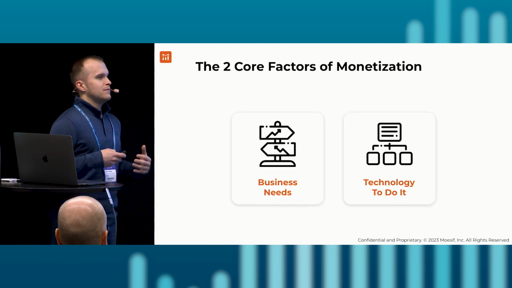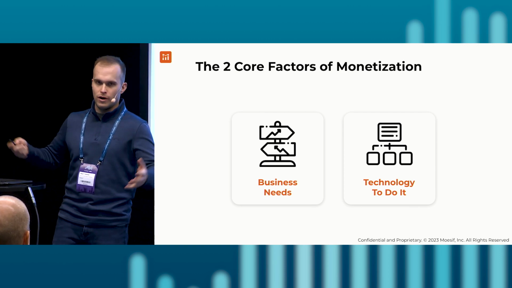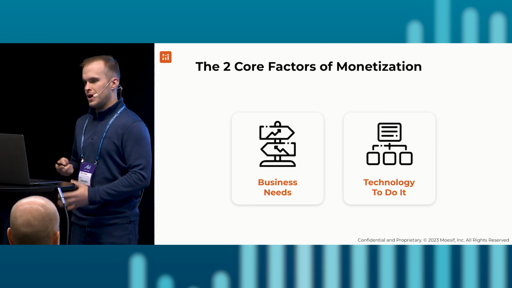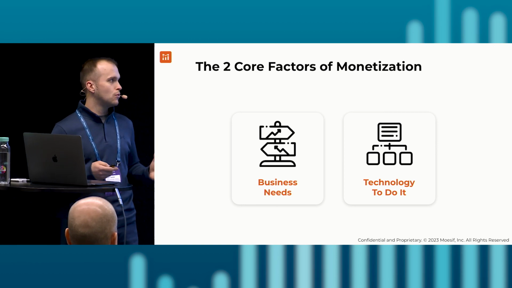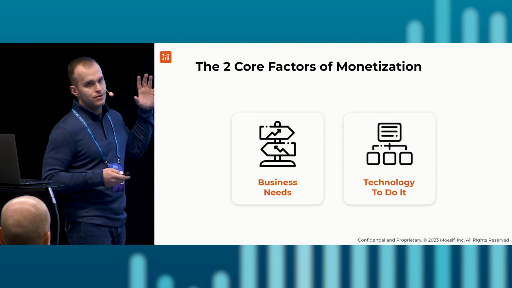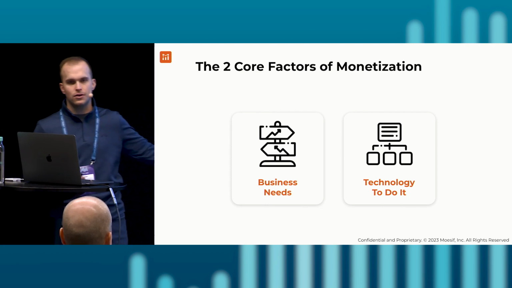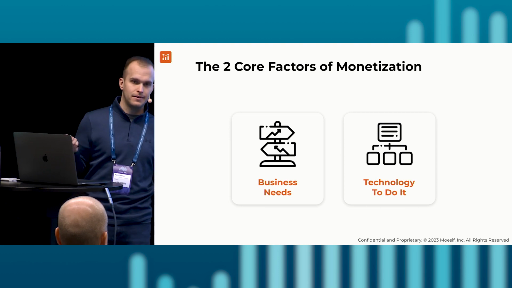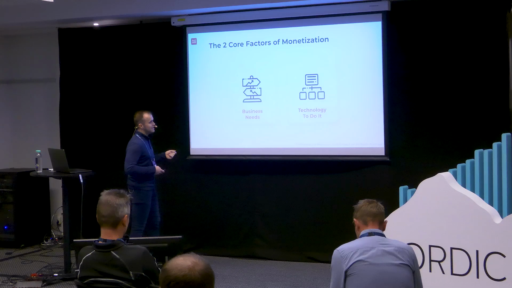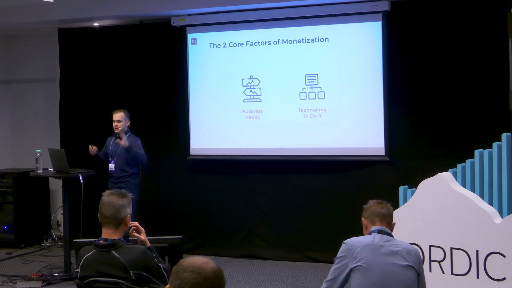Now, when we start to think about monetization, a lot of us as technical people think, okay, give me the requirements, we'll implement it. But you have to look at two core factors when you're starting to monetize APIs. First, the business needs, and based on those business needs, that drives the technology to do it. Now, this is pretty standard in terms of implementing anything. However, the business needs very directly influence what technology you can use.